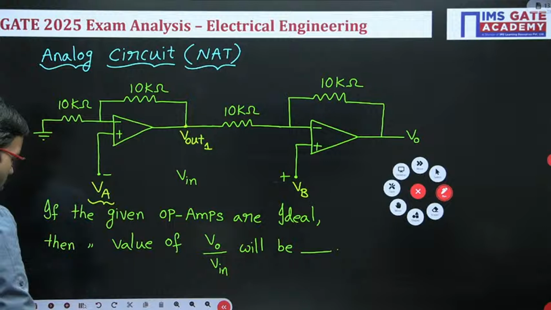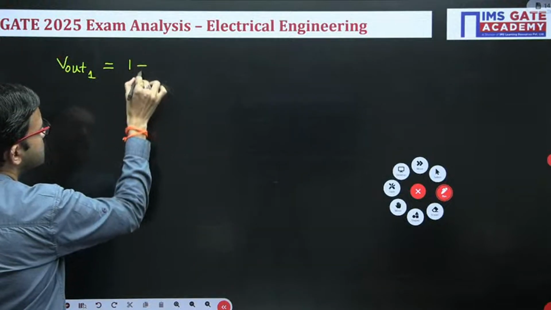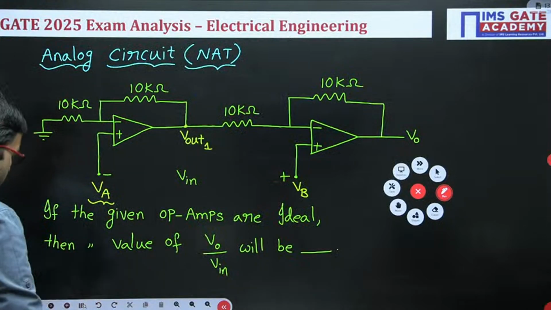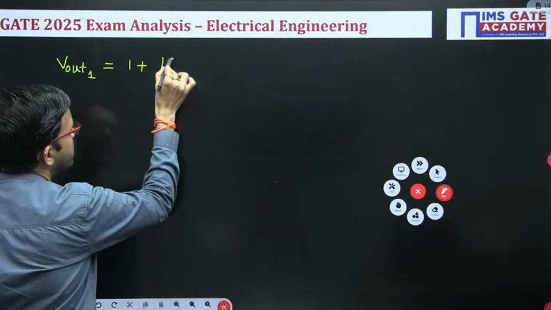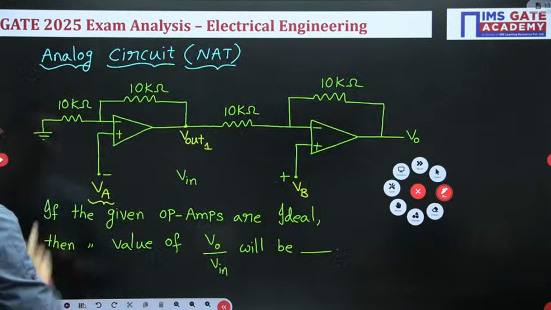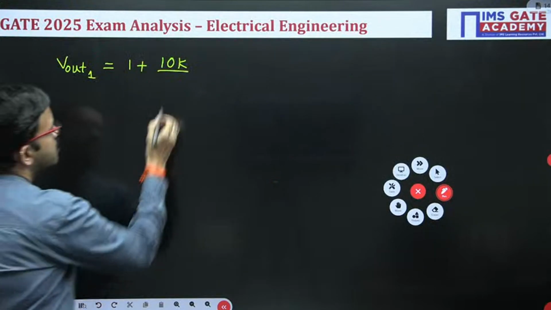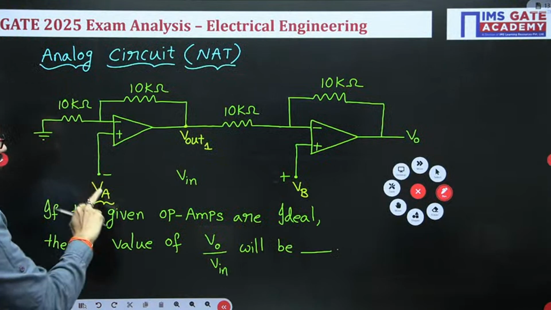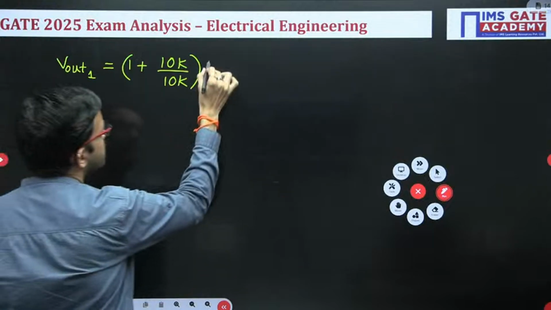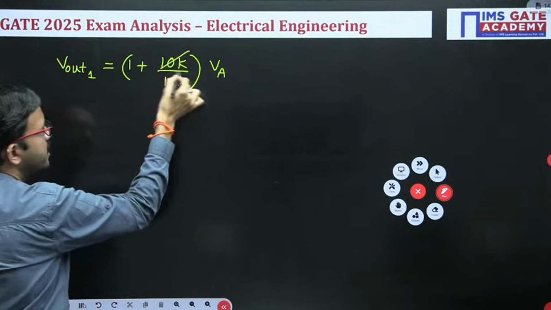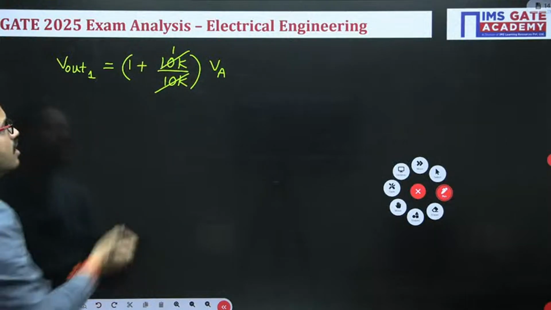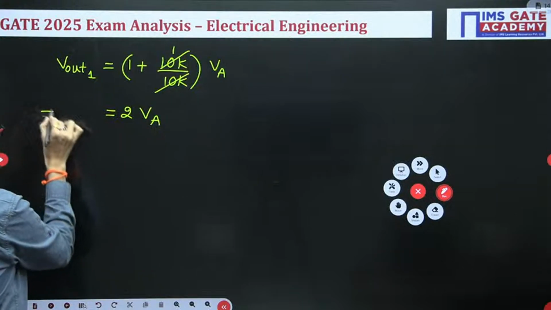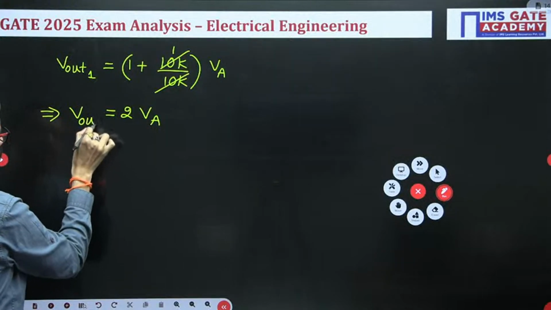So accordingly, the formula you are going to get is 1 plus feedback resistance divided by input resistance. Here the feedback resistance is 10K and the input resistance is also the same, 10K only, right? Into the input voltage. Here the input voltage I have labeled as VA. So the 10K values both get cancelled. That means 1 plus 1 equals 2 into VA. So this is the output voltage at the first stage of the op amp.